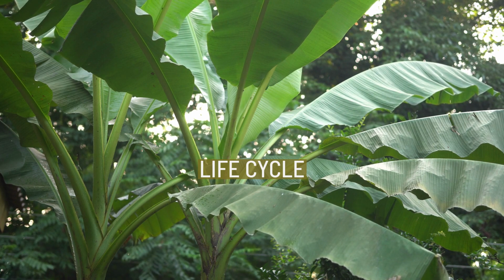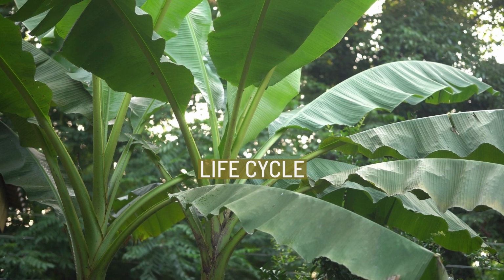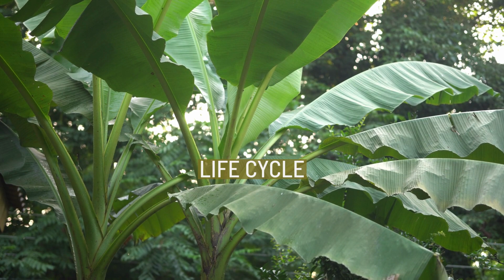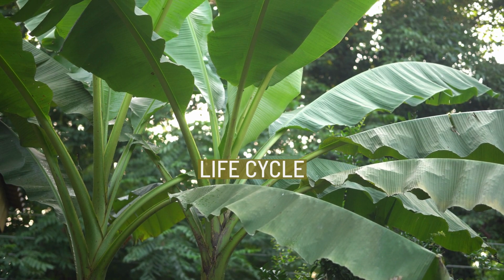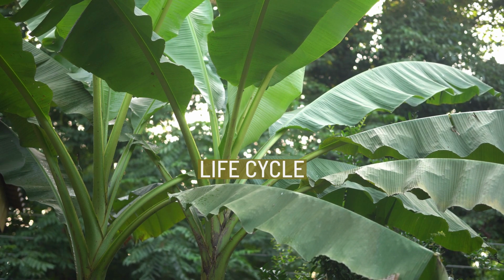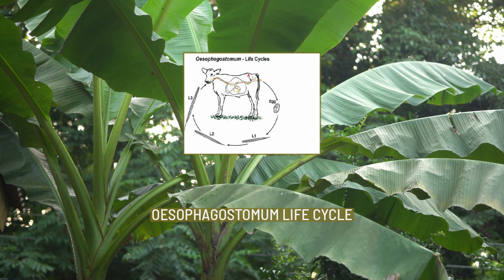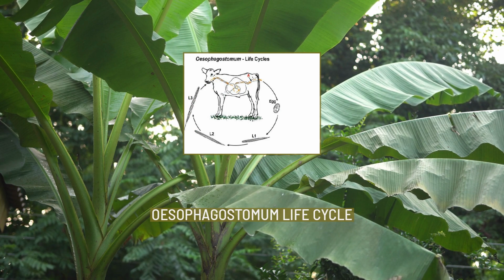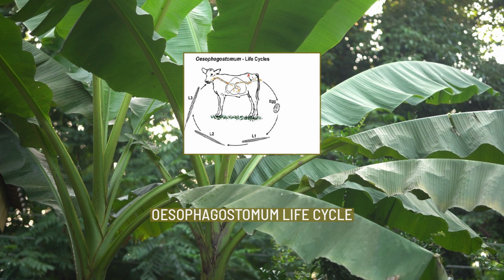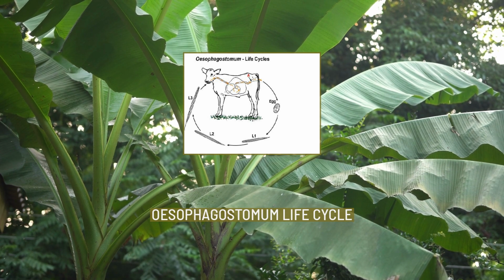For non-human hosts, the life cycle of Oesophagostomum begins with the passing of eggs in the animal feces. From there the eggs develop into stage 1 larvae. These larvae then spend days in the environment developing into stage 2 and then infectious stage 3 larvae. Infection begins with the ingestion of soil contaminated with stage 3 larvae.